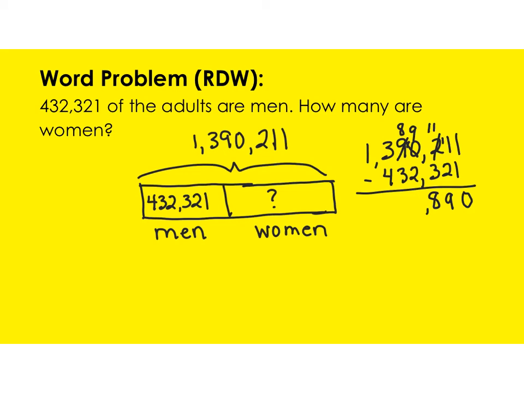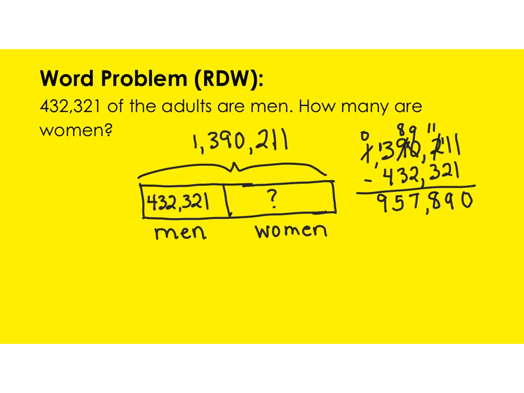I have 9 thousands, I can take away 2, that means I have 7. I have 8 ten thousands, I take away 3, so I have 5. And I have 300,000. I cannot take away 4, so I need to take my 1 million over here, and I have 0 millions. Then I'll have 10 more in my 100,000s. So 13 take away 4 is 9 hundred thousands. So now I know that I have 957,890 women in the population of Kaohsiung.